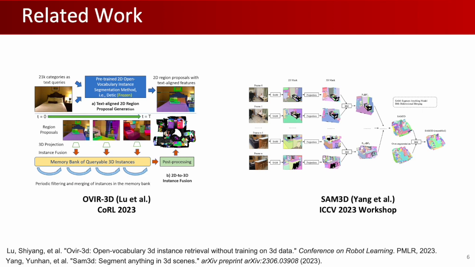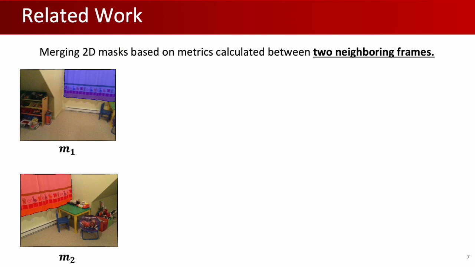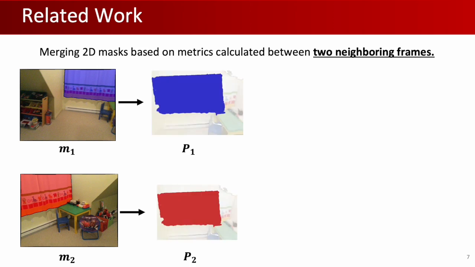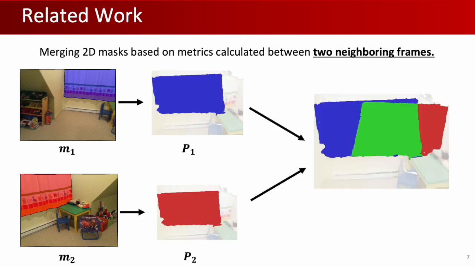Previous efforts, such as OVIR3D and SAM3D, have delved into this direction. To decide if two 2D masks belong to the same object and should be merged, they first back-project the masks into point clouds and then check how much they overlap. If there's enough overlap, they merge them. However, this metric relies solely on two frames, not the entire scanning sequence, leading to limited robustness.